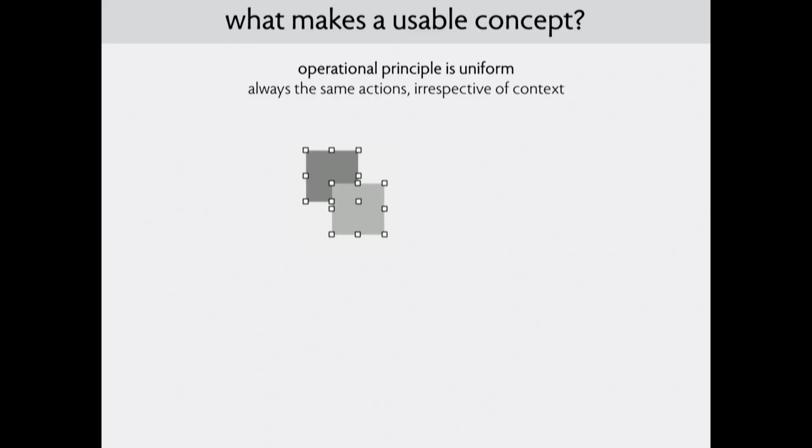So this is the concept of group, right? So you've all seen this in a million programs. So I can select two different objects, and then I can group them together. What's the purpose, by the way, of this concept?